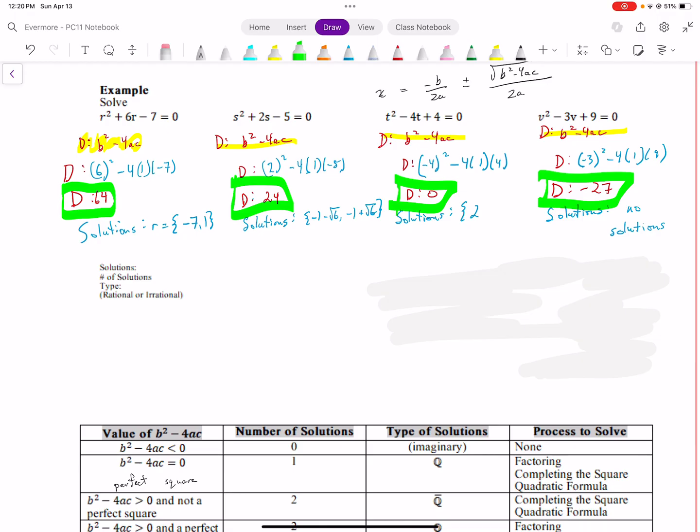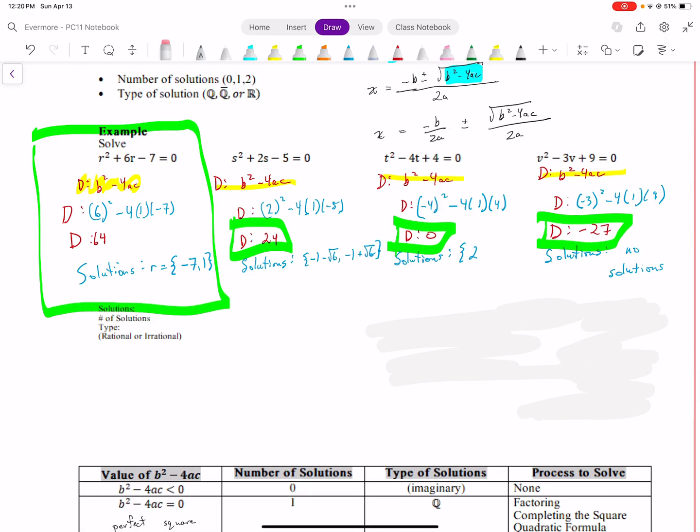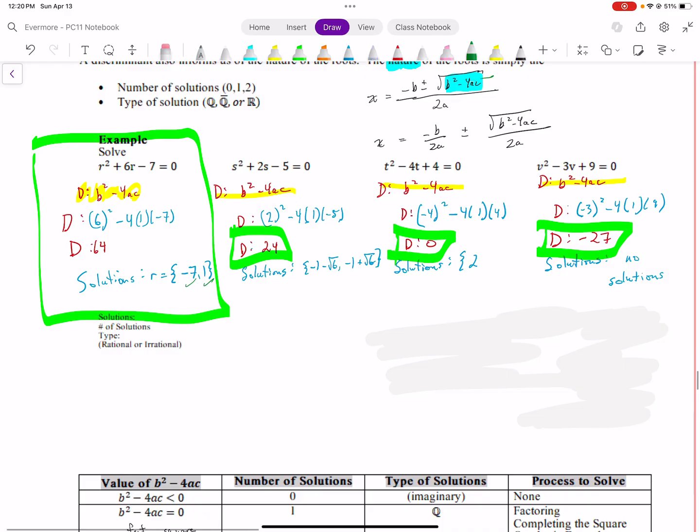So let us look at the first example. What we're able to see is that the value of the discriminant is going to be 64. Now the solutions are going to be -7 and 1. Keep in mind, the discriminant is just simply the value underneath the square root. If you notice, we have two solutions, and both of these solutions are what we would call rational.